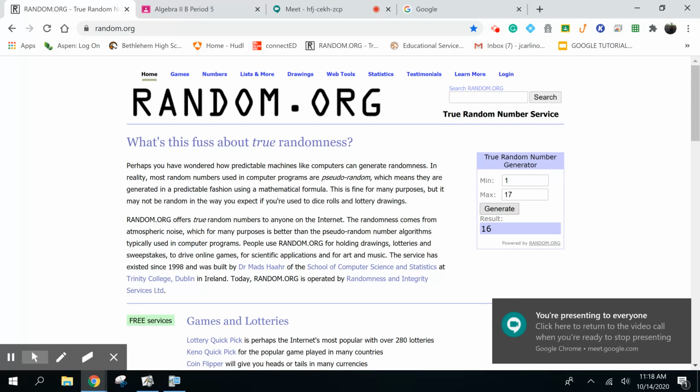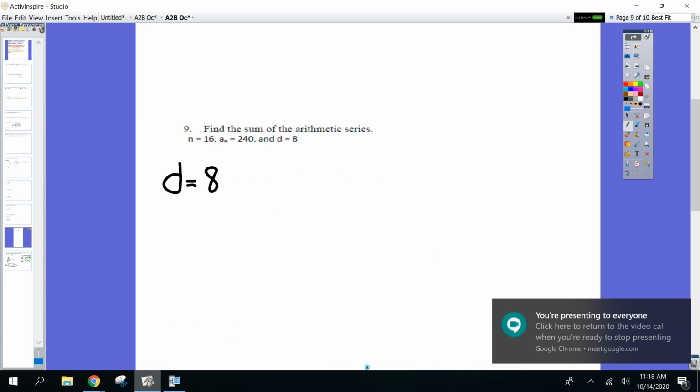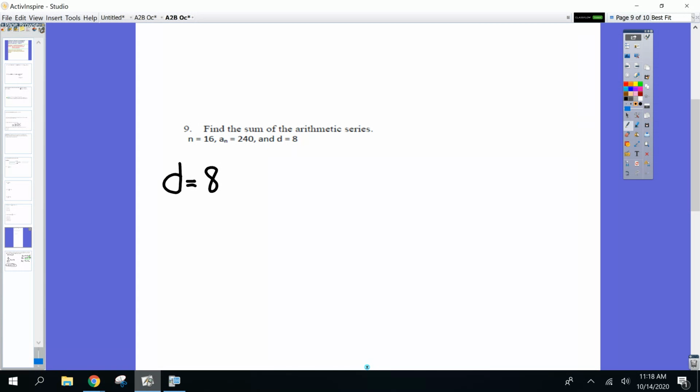Here we go, 16. Kian at home there. What can you tell me of D equals 8? What do you know about the sequence of D equals 8? It's increasing by 8 every time. Perfect. Excellent. The sequence is adding 8 every time.